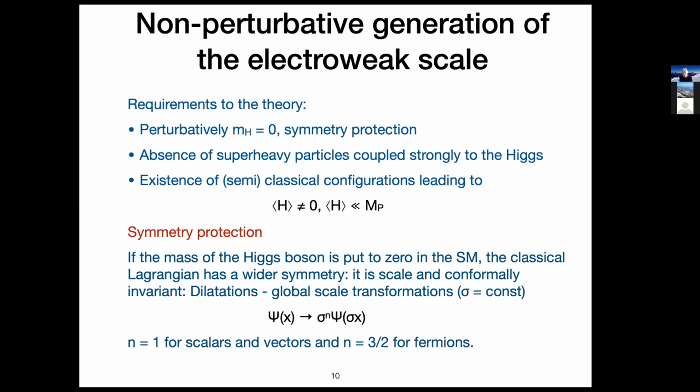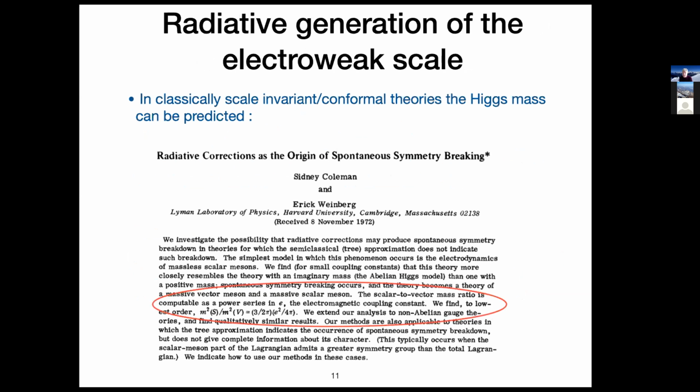Okay, so let me discuss first the requirement that the mass of the Higgs should be equal to 0 in all orders of perturbation theory. So the question is whether we have a symmetry that can ensure this, and the answer is yes. If the mass of the Higgs boson is put to 0 in the standard model, then the classical Lagrangian has a wider symmetry. It is scale and conformally invariant. And this symmetry, dilatations, or in the case of the standard model, there is even a wider symmetry, which is the full conformal group. So what you do, you change the scale of coordinates, you change the scale of the field. And this symmetry forbids the mass of the Higgs boson.